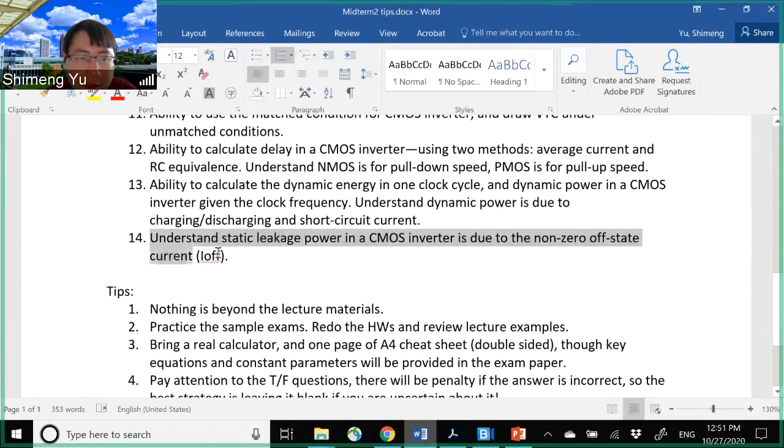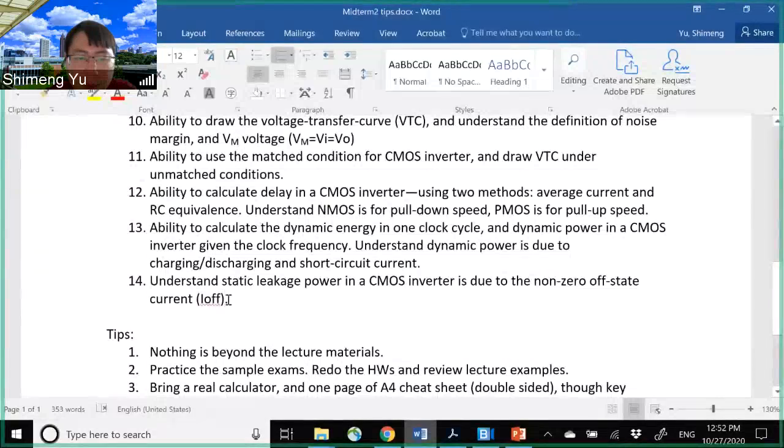And then lastly, understand the static leakage power. This is when the input stays at 1 or stays at 0. There's no switching. But still, as long as you have the power supply applied, VDD is on, the CMOS inverter is leaking power because of the off-state current, I-off, as we discussed in the subthreshold current. So then I-off multiplied by VDD will be the leakage power for the inverter.